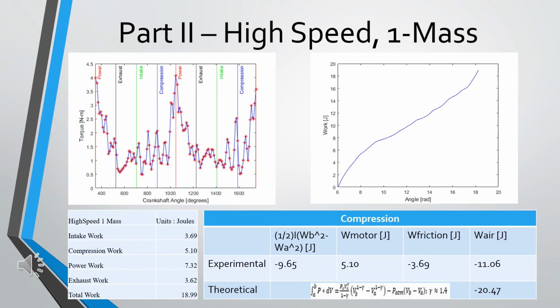Now we would like to talk about the high RPM 1-mass data. We should notice that the data is fluctuating a lot less and that the peaks of max torque are more apparent than with the 4-mass data. The work produced by each stroke is shown in the bottom left corner, and the total work for one cycle is shown in the top right. In this case, our experimental value for work error was about 9 joules away from the theoretical value, which is a better result than the high RPM 4-mass data we found earlier.